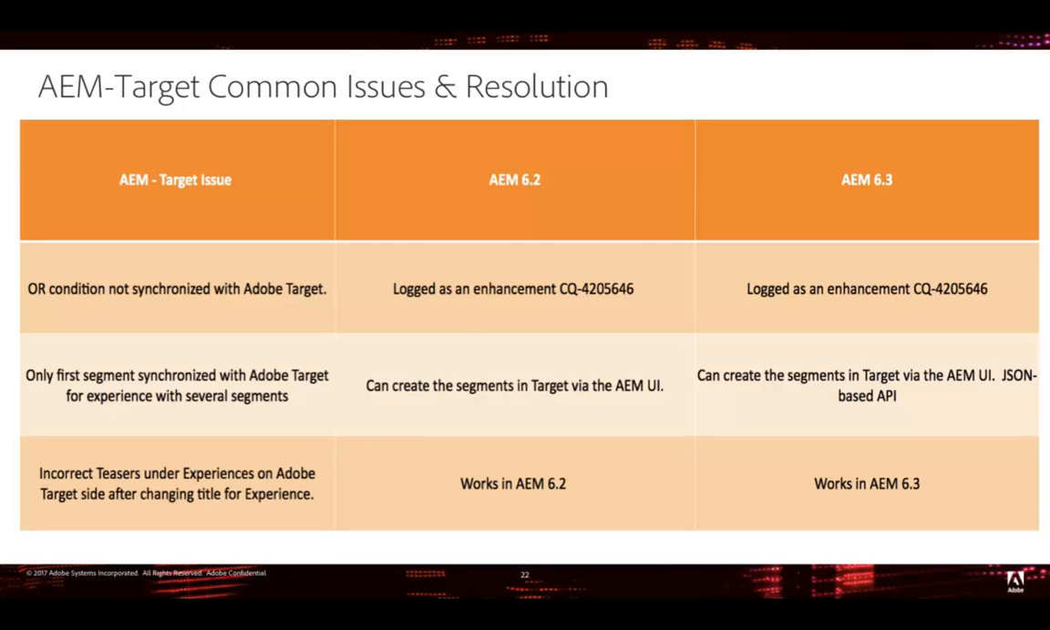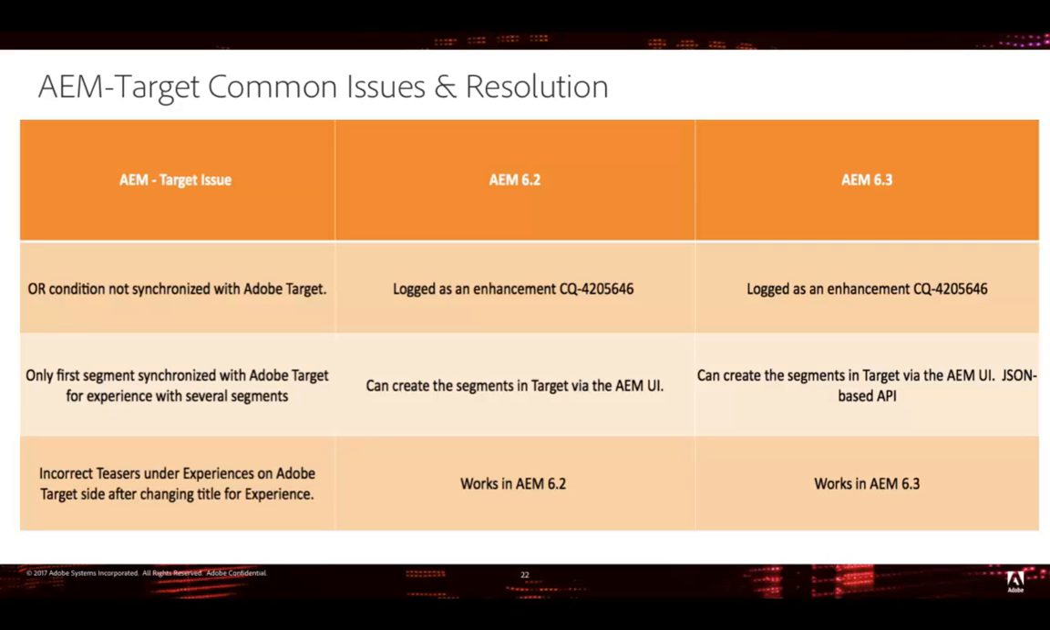This is just a table of comparison between AEM 6.2 and 6.3 for some very common AEM Target issues. The first one is for the OR condition that is not synchronized with Target, which has been logged as an enhancement both in 6.2 and 6.3.